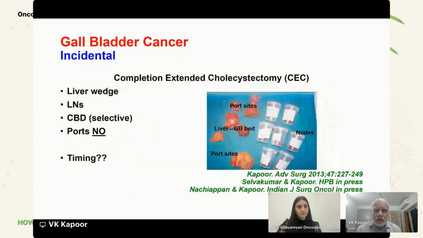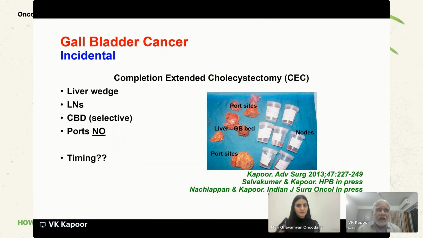A word about incidental gallbladder cancer, which, as I mentioned, is a situation where clinical history was of gallstone disease. Ultrasound showed only stones, no abnormality. We completed lab chole, and grossly the gallbladder looked normal. There was no abnormality, and we sent it for routine histological examination. And now the pathologist says that there is malignancy.